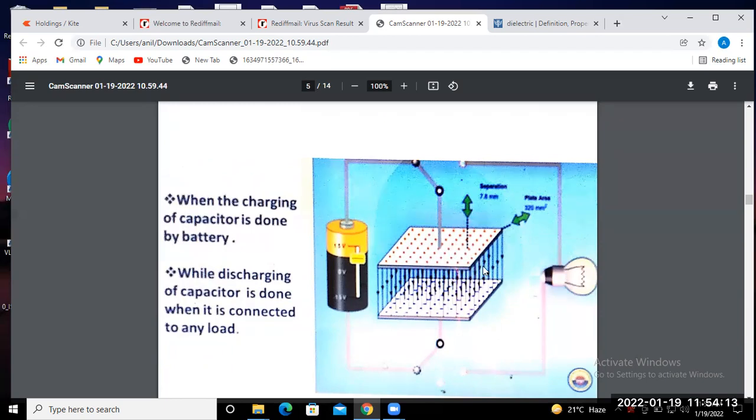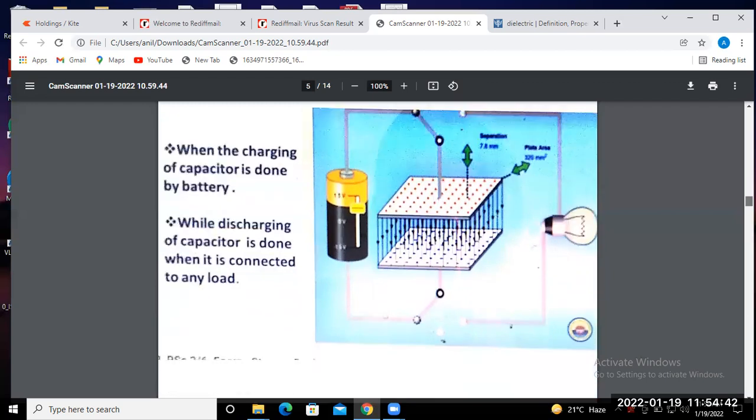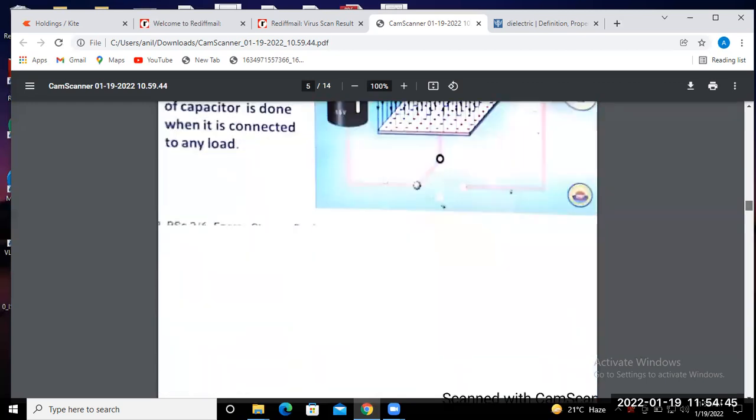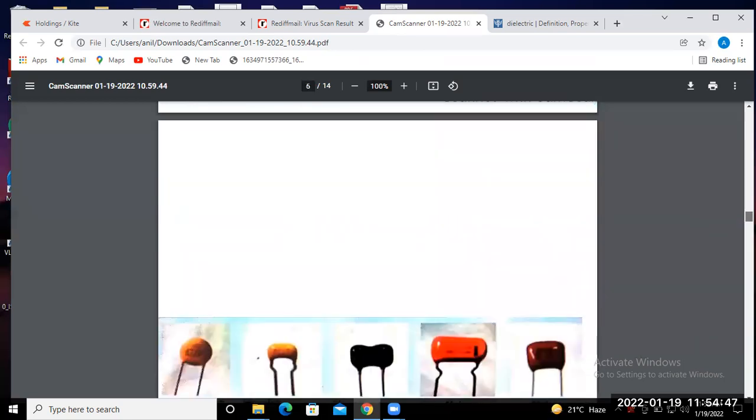So this is the charging and discharging of the capacitor. Whatever charge or electrical energy you have stored in the capacitor can be used by an electrical load, that means the bulb here. During that period a discharge takes place of whatever energy you have stored in the capacitor. So this is the application of the capacitor.